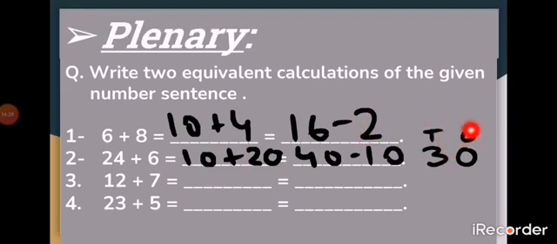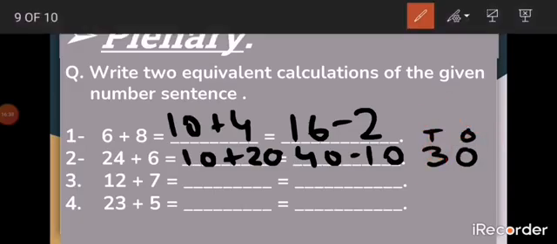50. And how many have we counted back? 5 tens, 4 tens, 3 tens. So we count back 20. So 50 minus 20 is also 30. So you can write the answer of your own choice.